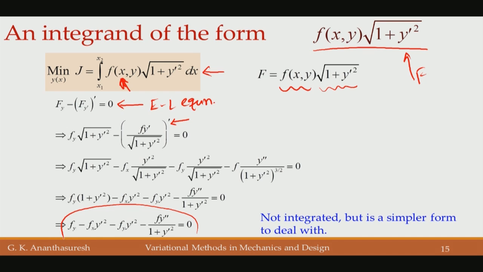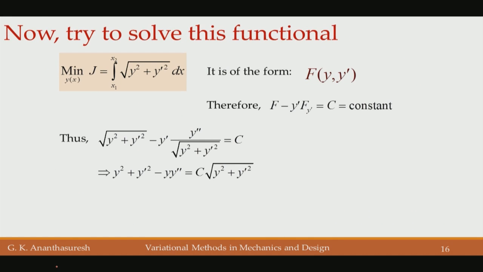These are the four special forms for which you can get the first integrals or get a solution right away. So, if you try that for a given problem, you may be able to solve it better. Let us take this as an example where you are minimizing j, which is the integral from x1 to x2 of square root of y square plus y prime square. Then the first integral is valid because it depends only on y and y prime. So, we wrote f minus y prime times f y prime equal to some constant.